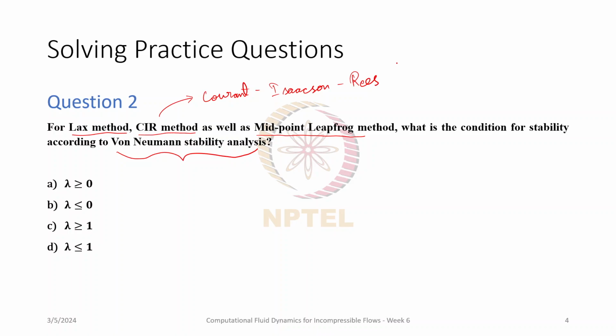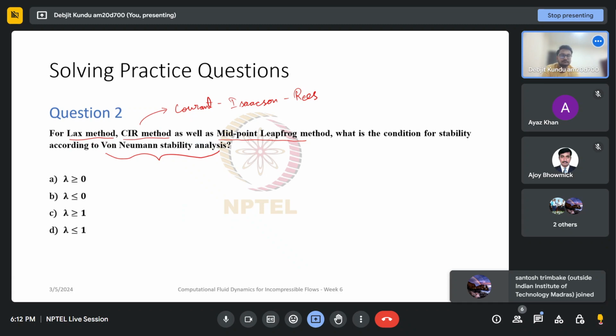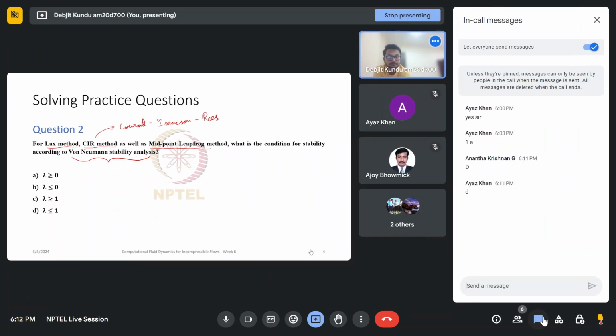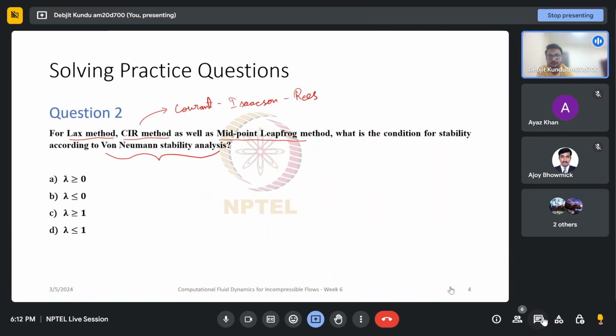So what is the criteria for them? Is it option A, lambda greater than or equal to 0? Option B, lambda less than or equal to 0? Option C, lambda greater than 1? Or option D, lambda less than or equal to 1? Good. We have two quick responses in favor of option D. Let's see what others have to say.